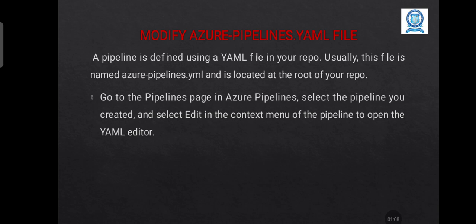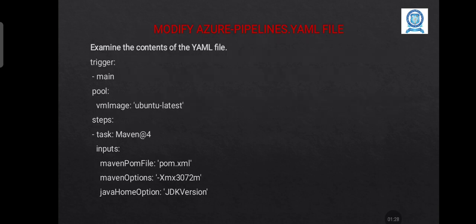A pipeline is defined using a YAML file in your repository. Usually this file is named azure-pipelines.yml and it is located at the root of your repository. Go to the Pipelines page in Azure Pipelines, select the pipeline you created and select Edit in the context menu of the pipeline to open the YAML editor. So this will be the basic structure. In the example YAML file, we have the trigger section, pool section, and we list out the different tasks that have to be performed inside the task block and inputs.